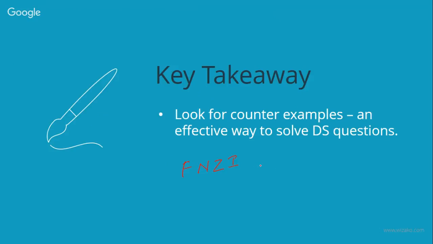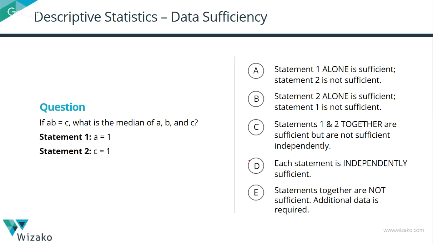Right. Let's move on to the second question. A little bit more interesting than the earlier one. If AB equals C, that's given in the question stem, what is the median of A, B, and C?